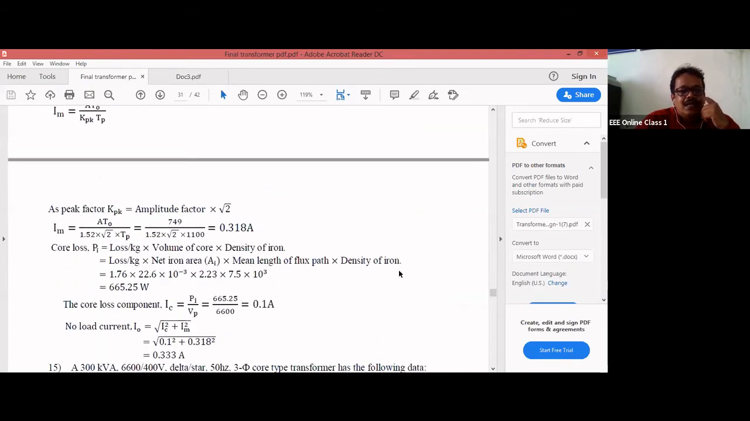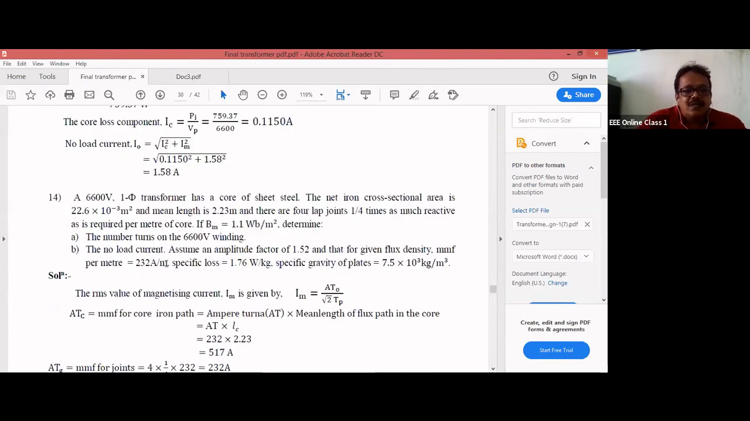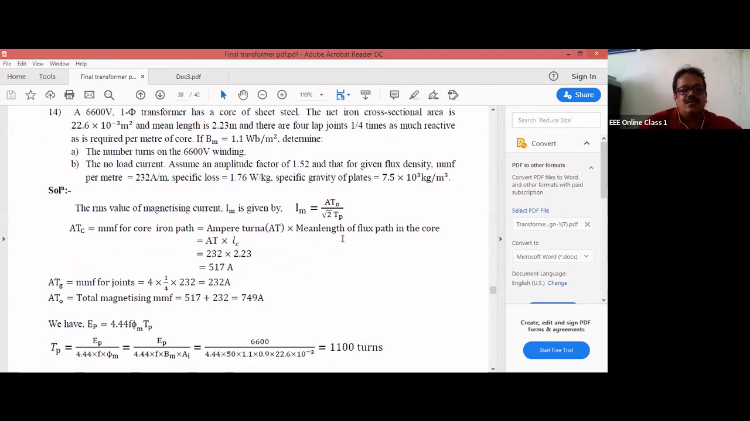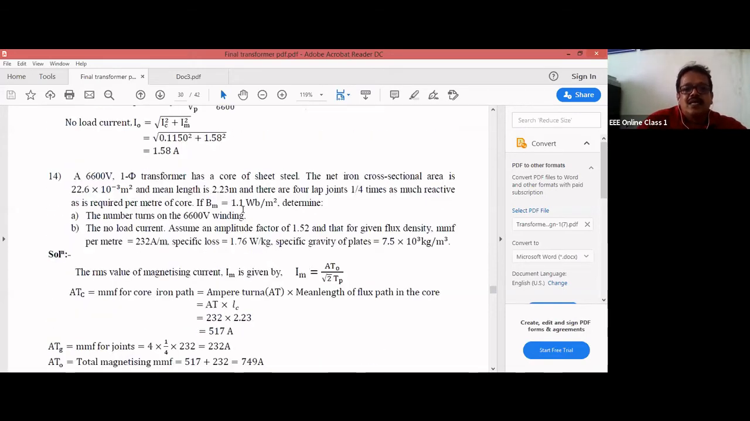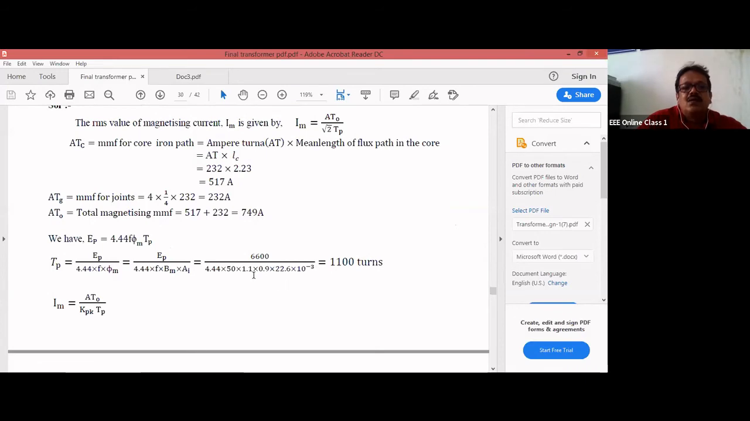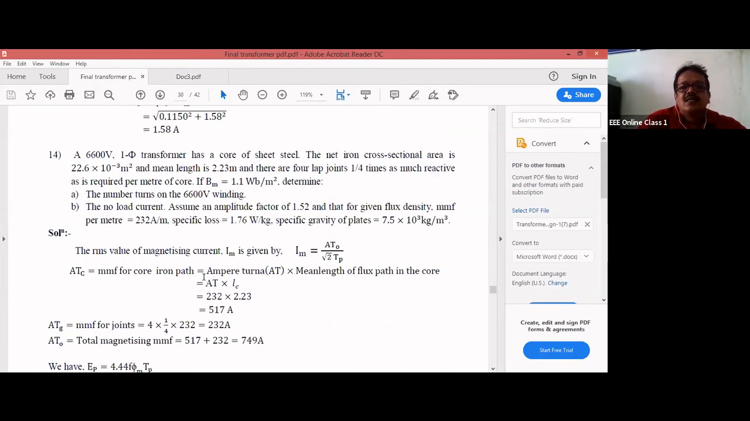Now let us calculate the number of turns on this 616 volt side. We have to calculate TP. TP is equal to EP by 4.44 into phi M, where phi M can be replaced by BM into AI. BM is given as 1.11, so 1.11 into AI.